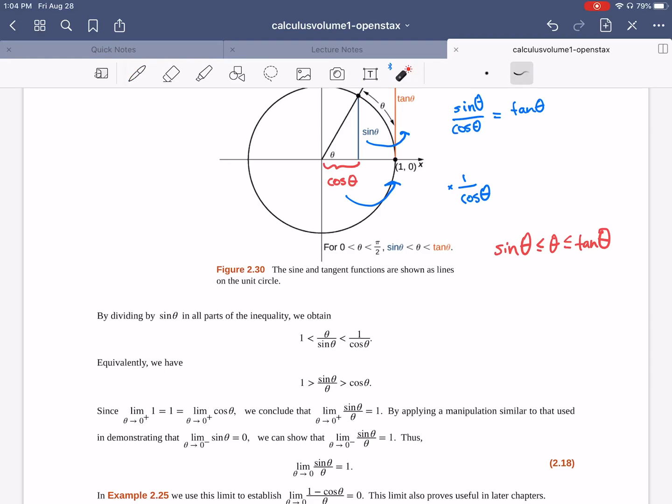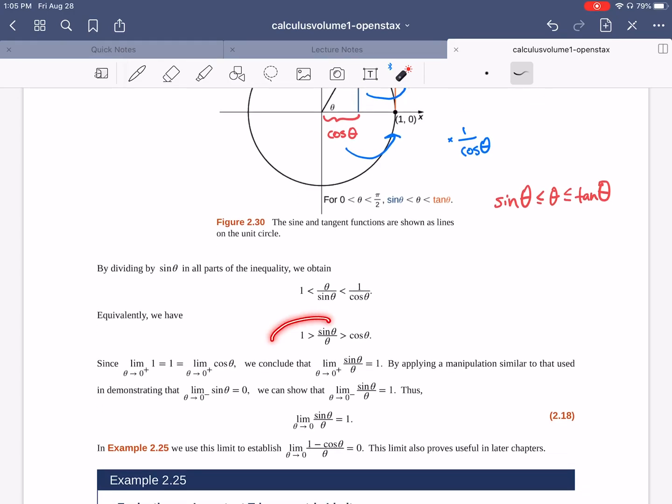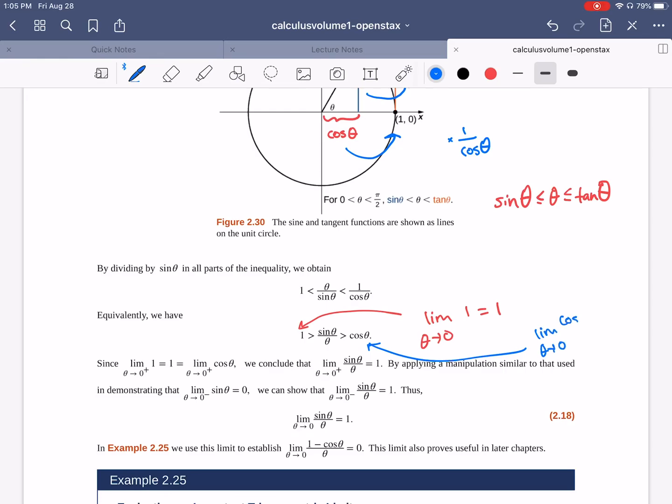So dividing by sine in all of those parts, we get 1 less than theta over sine theta less than 1 over cosine theta, right? Because when we divide out by sine, tangent becomes 1 over cosine theta. And if we flip it all around, we need to flip the inequalities, we get this. And now remember, it's sine theta over theta that we're interested in as theta approaches 0. Well, the limit as theta approaches 0 of 1 will just be 1. That doesn't change. And then for cosine theta, the limit as theta approaches 0 of cosine theta is also 1.